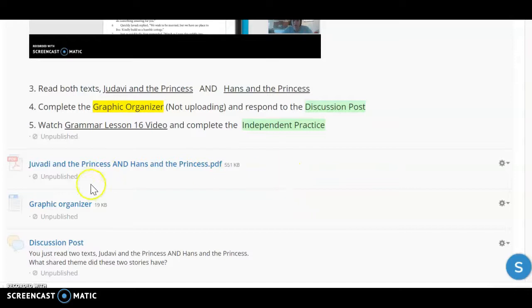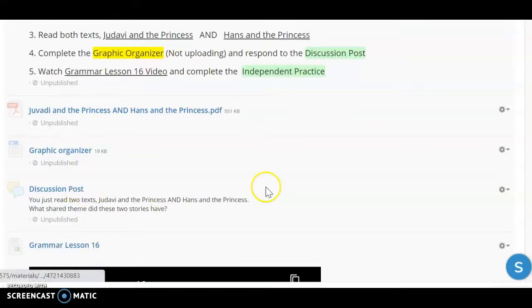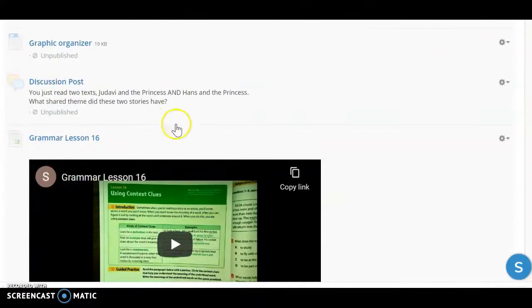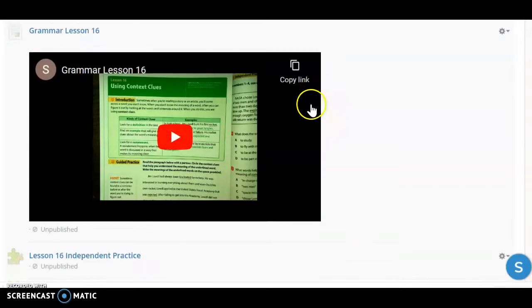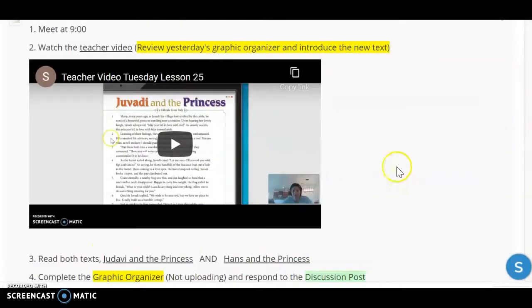You do not need to upload the graphic organizer, but you are going to complete this discussion post right here. You are going to talk about the shared theme that these two stories have. So what theme do they have in common? You do have a grammar video to watch and some independent practice.